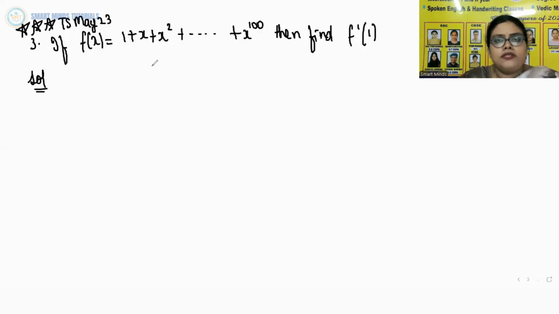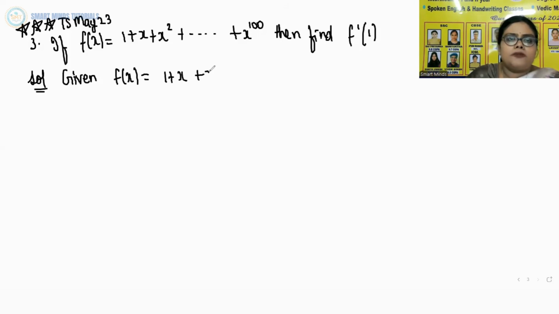Take the next question. This is very important. It appeared many times in boards, and recently appeared in the TS May 23 paper. If f(x) = 1 + x + x^2 + so on up to x^100, then find f'(1). First let us write what is given to us. f(x) = 1 + x + x^2 + so on up to x^100. Now differentiating with respect to x on both sides.